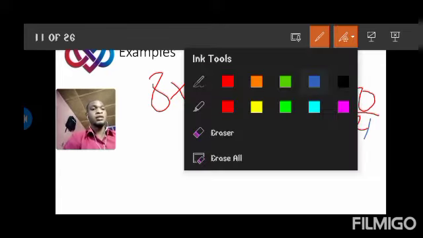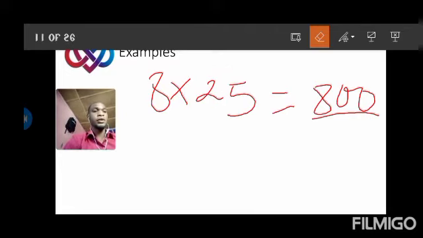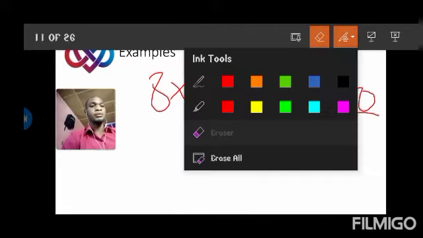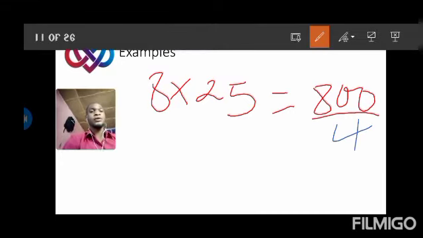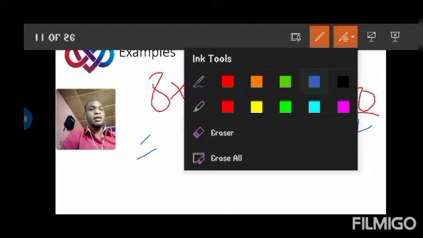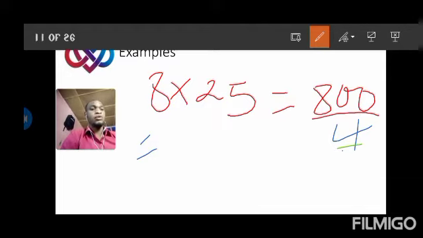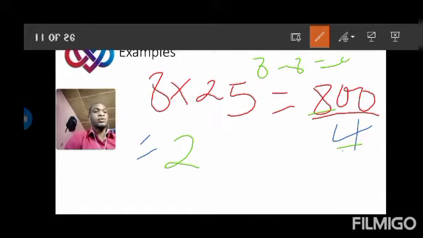Sorry, I'm dividing by 4. So I'll divide it by 4. Now let's start dividing. How many times can 4 go in 8? 2 times. So 2 times 4 is 8. So 8 minus 8 is nothing. So I'm left with 0.